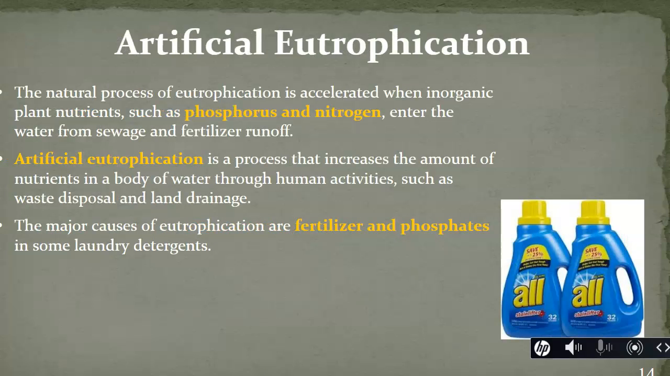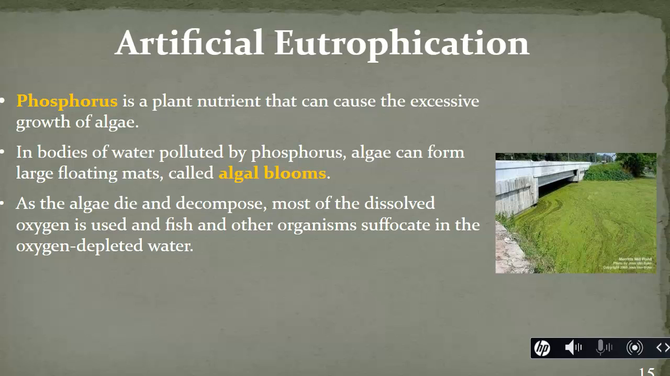So natural eutrophication is accelerated when inorganic plant nutrients like phosphorus and nitrogen enter through runoff and through sewage. So artificial eutrophication is going to increase the amount of nutrients in the water, and therefore drastically alter the process that we just talked about with natural eutrophication, the decrease in oxygen levels, and then the organisms that are able to survive.